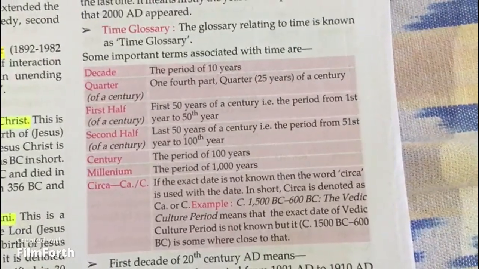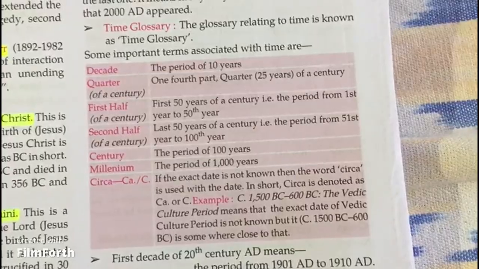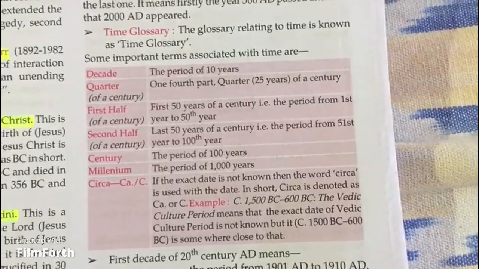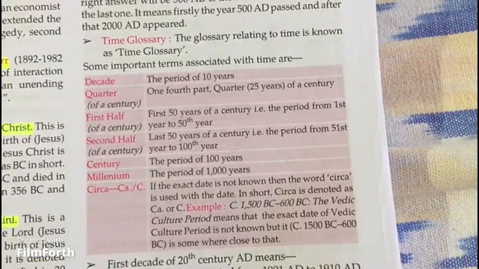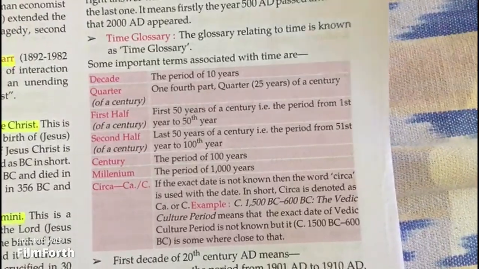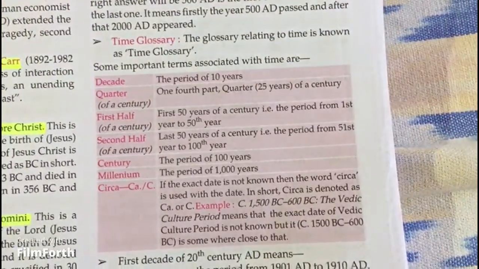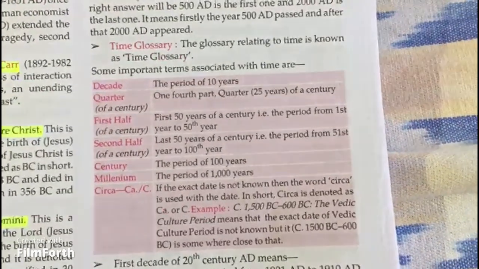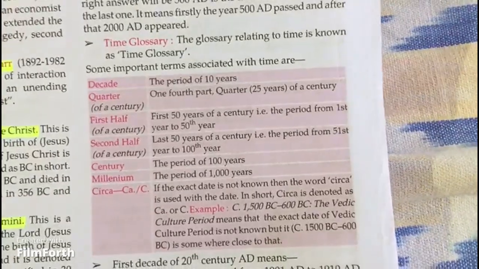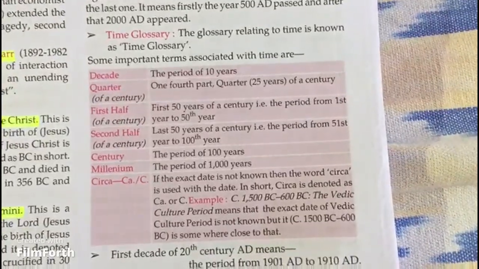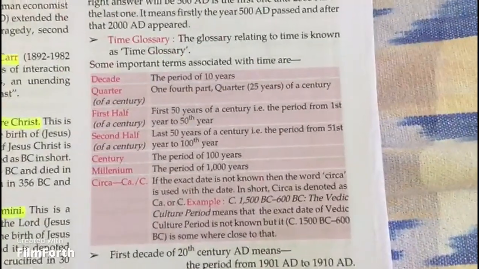Today I would like to discuss some facts about Indian history. Most of us don't know terms like decade, quarter, first half, second half, century, millennium and circa, which are considered to be the basic terms of history. So let's know what a decade is. Decade means the period of 10 years.